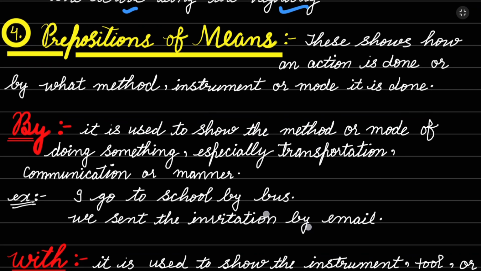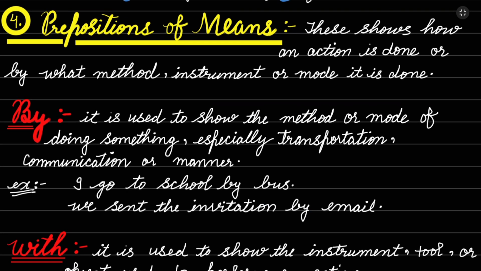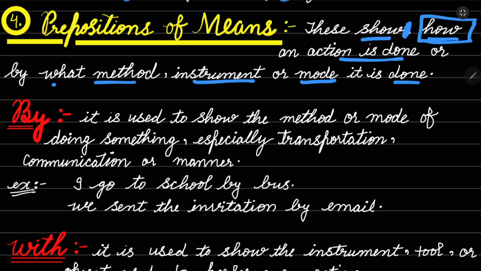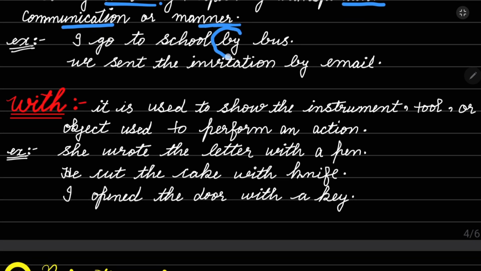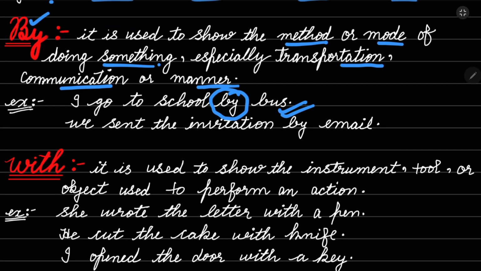Now, number 4 is prepositions of means. These show how an action is done or by what method, instrument or mode it is done. Means preposition of means tells us how an action is done. For example, number 1 is by. It is used to show the method or mode of doing something, especially for transportation, communication or manner. For example, I go to school by bus. Here by is used especially in transportation or communication. We sent the invitation by email.